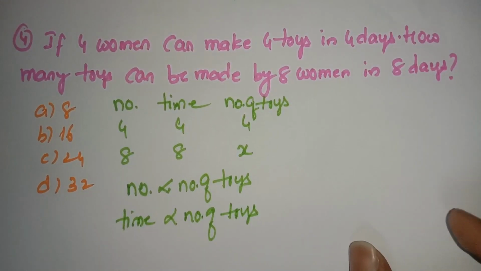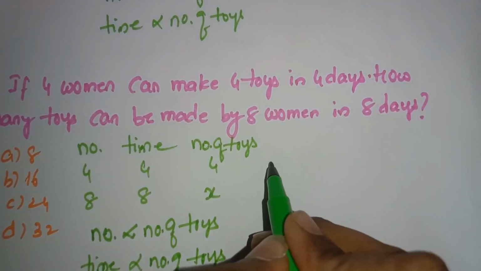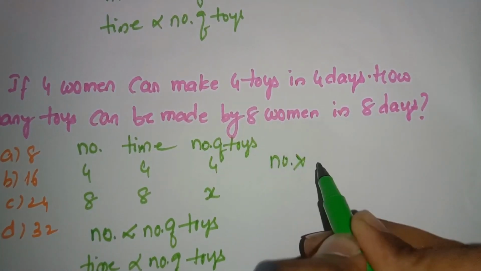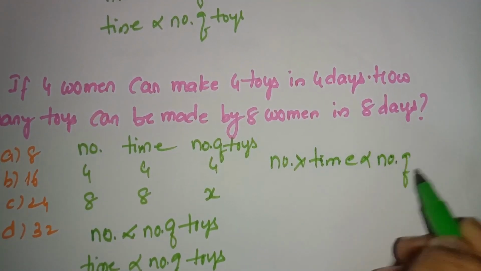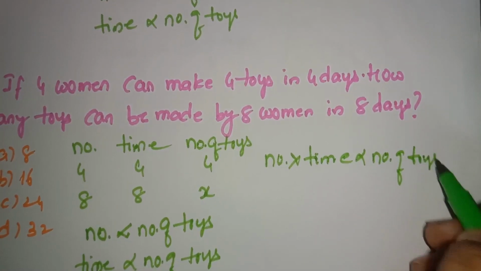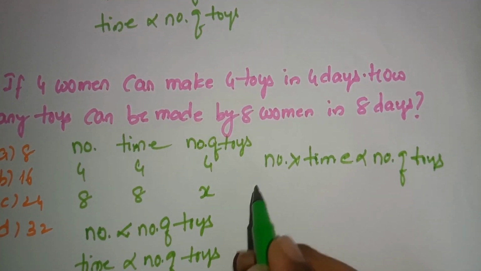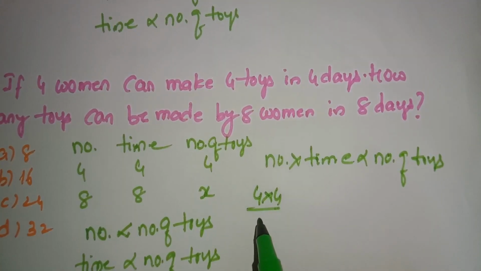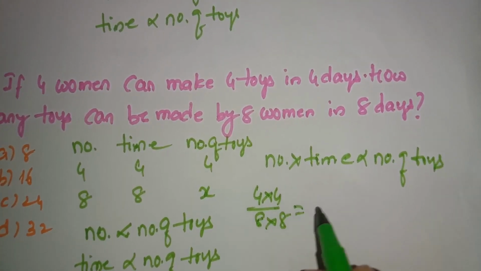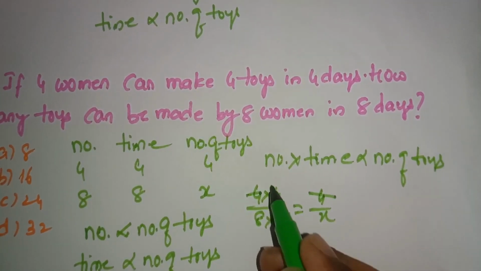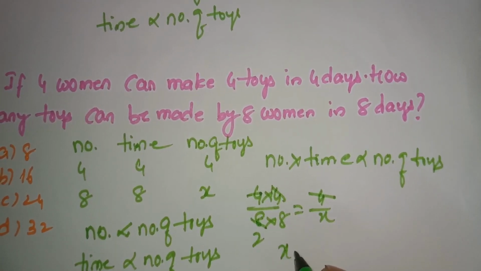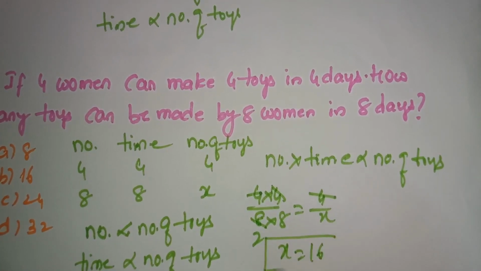Combining these two statements, number of women into time duration is directly proportional to number of toys. Thus, we can write it as 4 into 4 by 8 into 8 is equivalent to 4 by x. So 4 ones are 4, 4 twos are 8. So x equals 2 eights are 16. So the answer is 16.